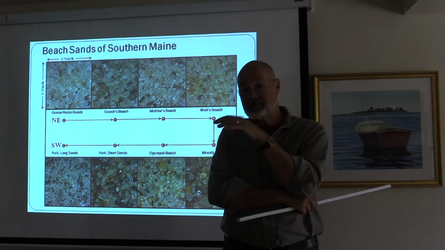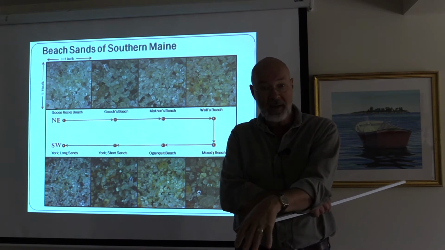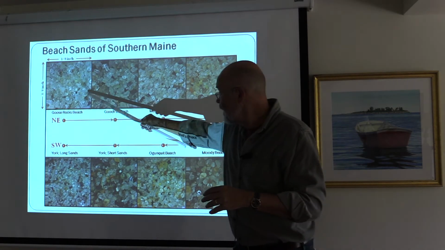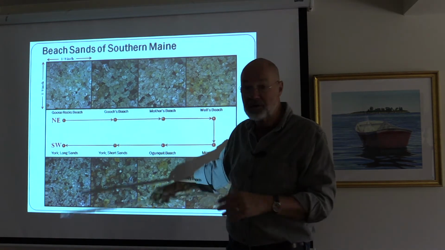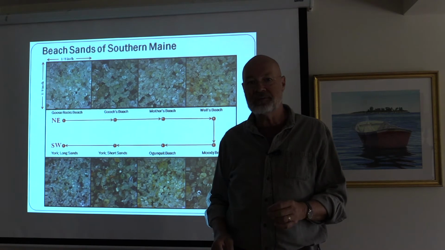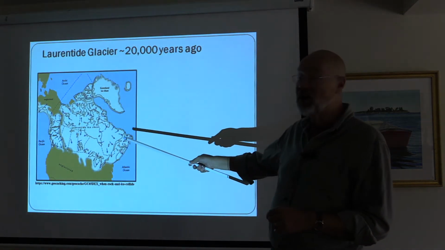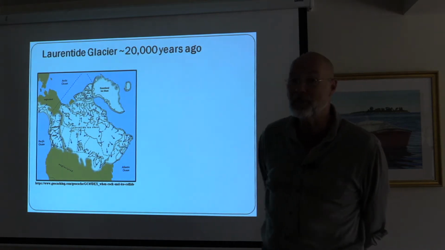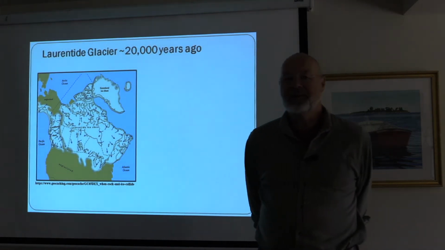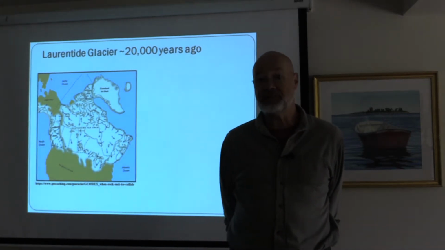So it's pretty clear this doesn't come from our local rock, because the rock, again, all the way from Goose Rocks all the way down to York, is basically the same kind of stuff. So what could have caused it? The answer is a glacier. How many people know what a glacier is? It is a very, very big and deep pile of ice.